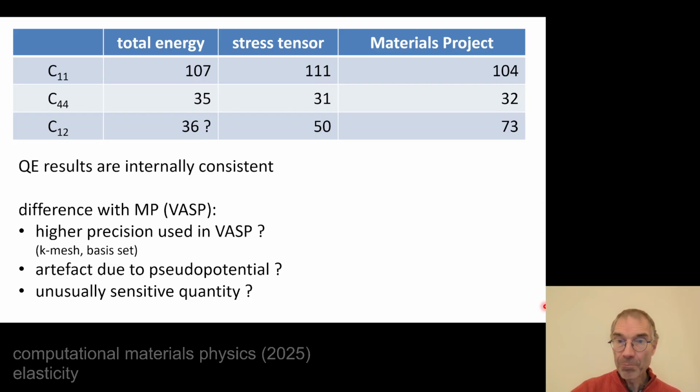What could be the reason? Maybe there are higher precision settings used in these VASP calculations behind Materials Project, or maybe it's the pseudopotential that was not correct or not the best pseudopotential in one of the two cases. Or maybe this C12 is an unusually sensitive quantity. If you make small changes, it has large effects on the C12.